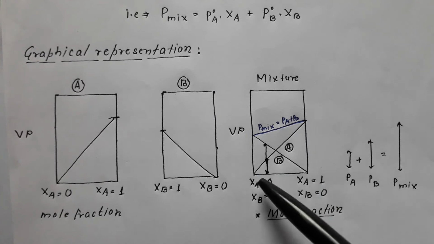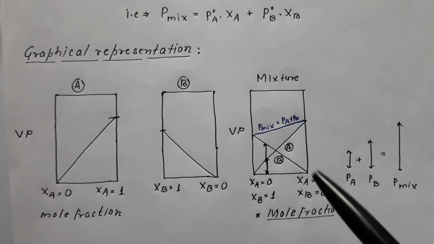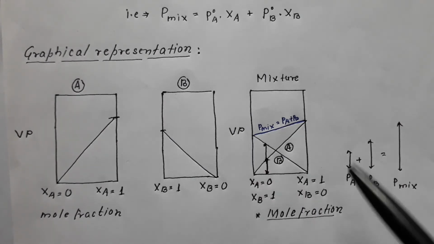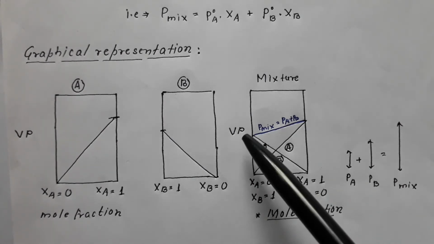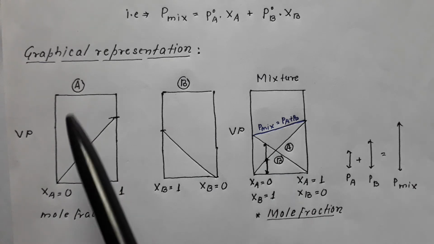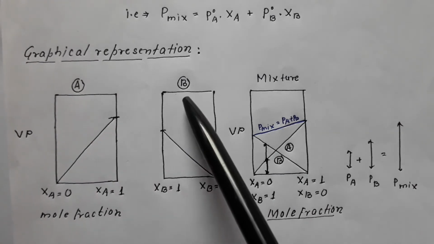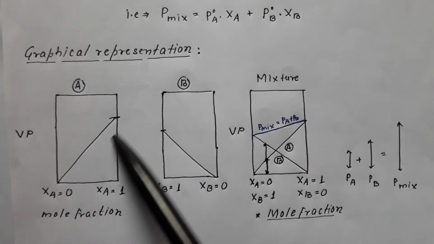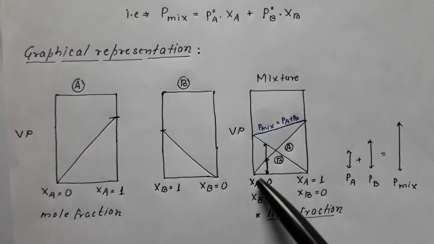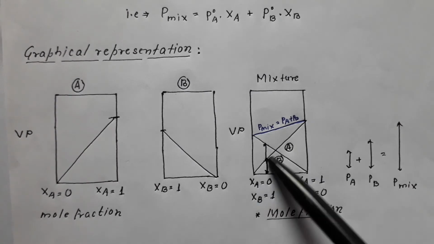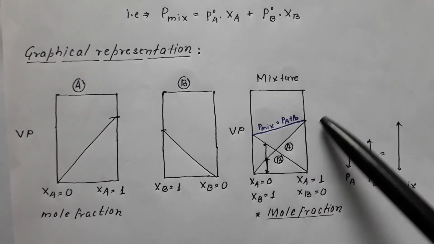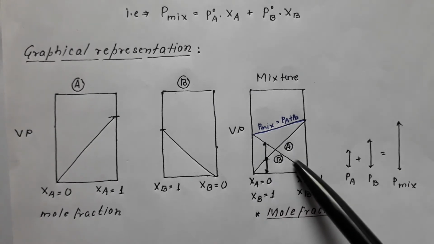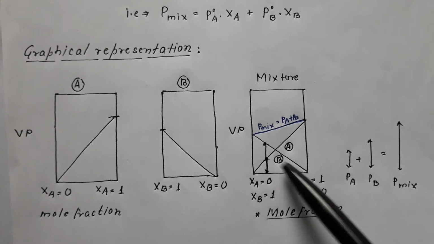So this line represents the vapor pressure. It is a graph of vapor pressure versus mole fraction. This was for A, this was for B. Now this is for the mixture. The A component graph is this, and this is the graph for component B.